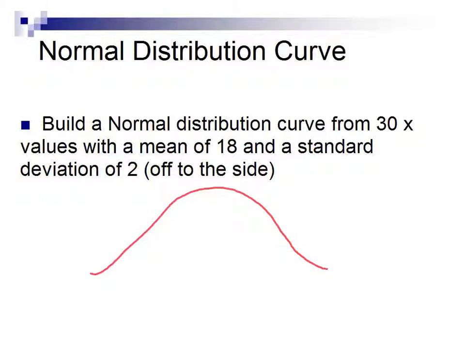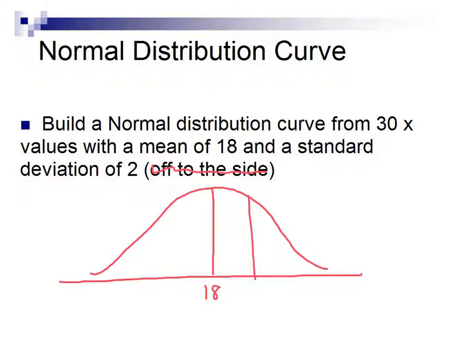It says build a normal distribution curve from 30 x values with a mean of 18 and a standard deviation of 2. Off to the side is just my own note because I usually do it at the board on the side of my Promethean. So I've got 30, I'm going to call them quizzes. The mean is 18. I'm going to draw this line and put the mean right down the middle, and that's 18. Then I should be able to fill in this normal distribution curve with 3 standard deviations, and at that point, I should be pretty much at the end of my curve.